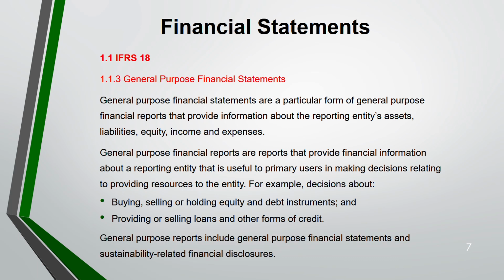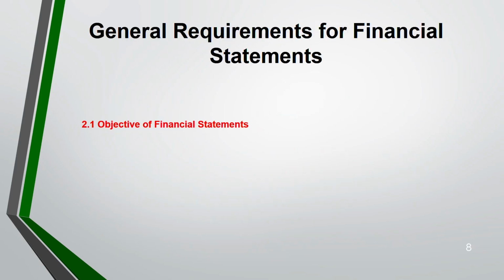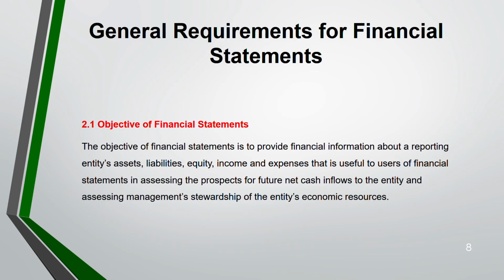So that's why, when you're under general purpose, remember, the general purpose reports include two things. General purpose financial statements, number one. Number two, sustainability-related financial disclosures also. Okay. Next, objective. So, objectives of financial statements. Again, same: to give information about assets, liability, equity, income, expense, that will be helpful to the users of the financial statements in making decisions about the entity.